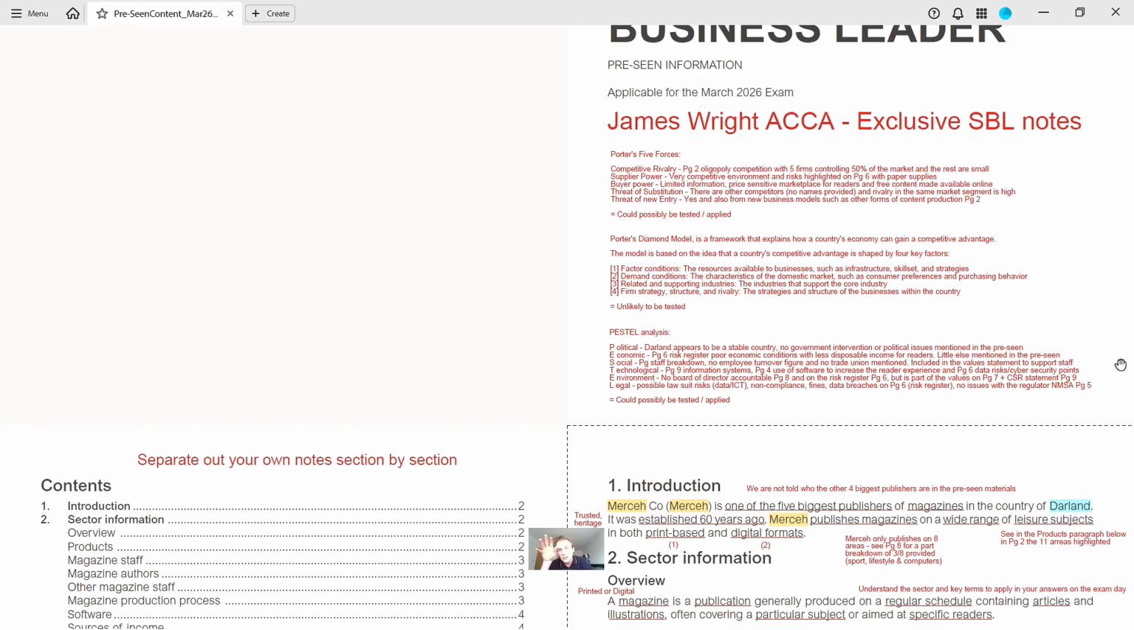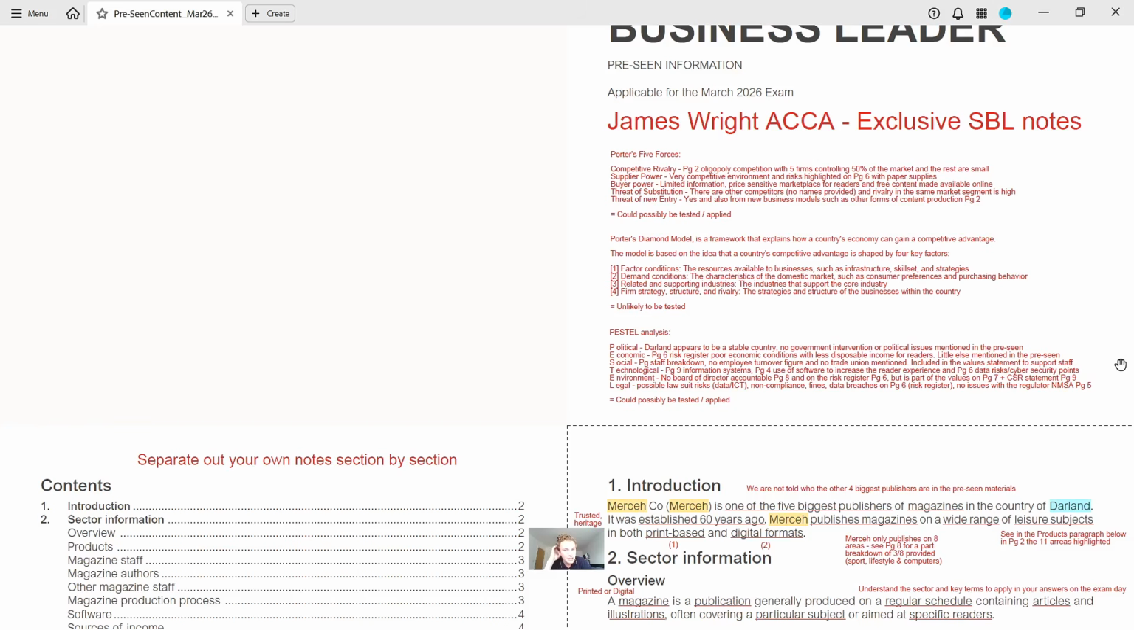Again, I've got down could be tested because we've got to consider competitive rivalry, supplier power, buyer power, threat of substitution, and threat of new entry. So when we're looking at competitive rivalry, oligopoly competition with 5 firms controlling 50% of the market and the rest being small. Supplier power, very competitive environment, and risks highlighted on page 6, especially with the paper supplies.